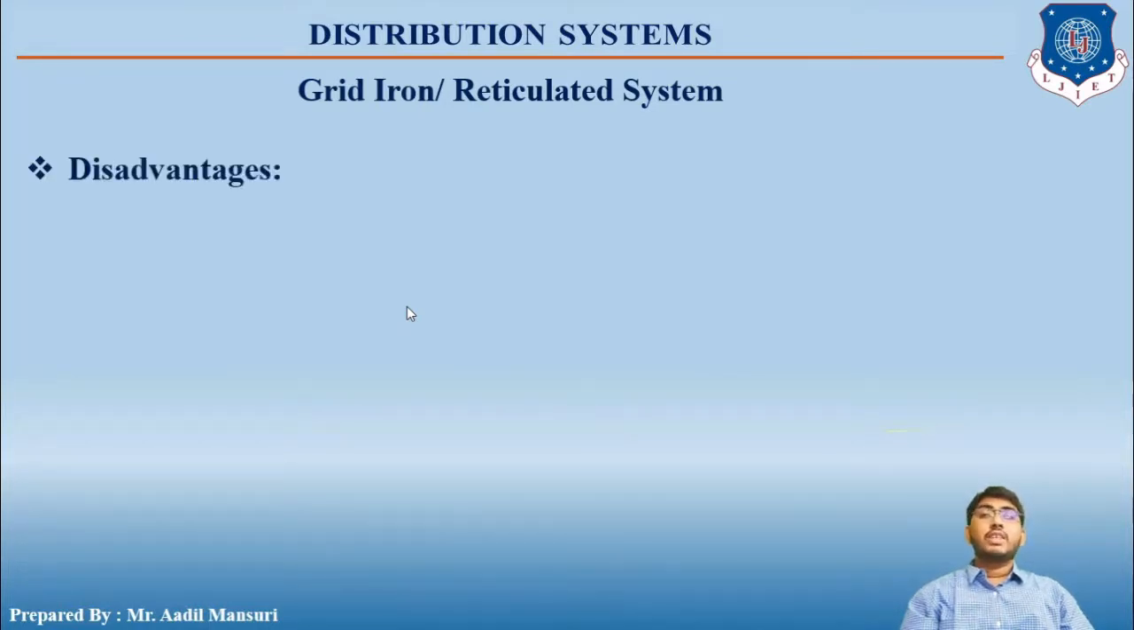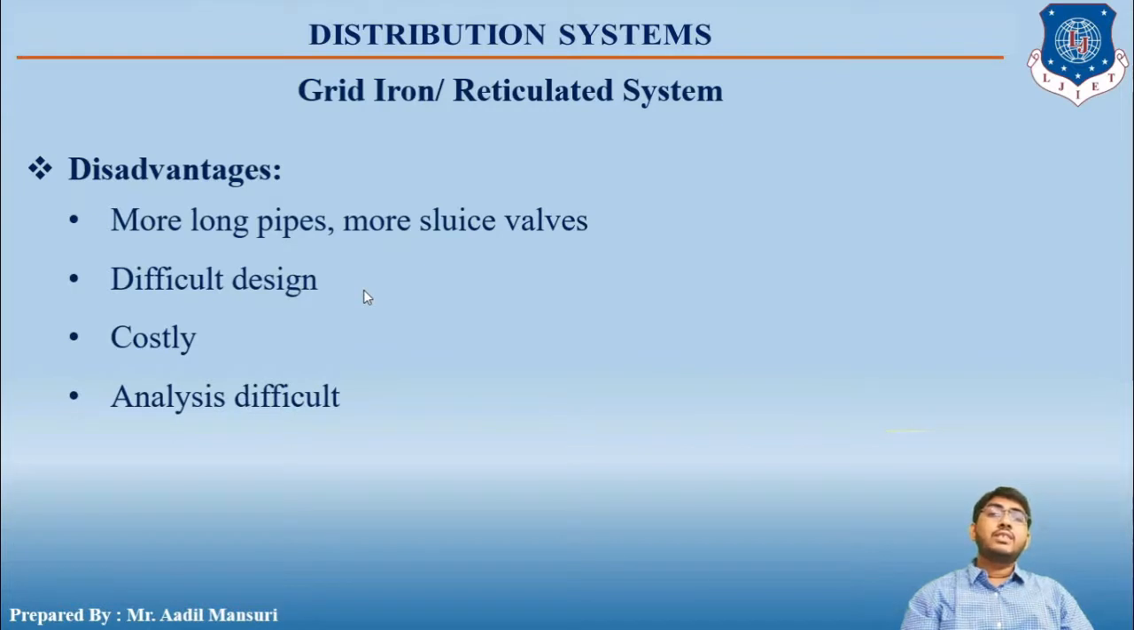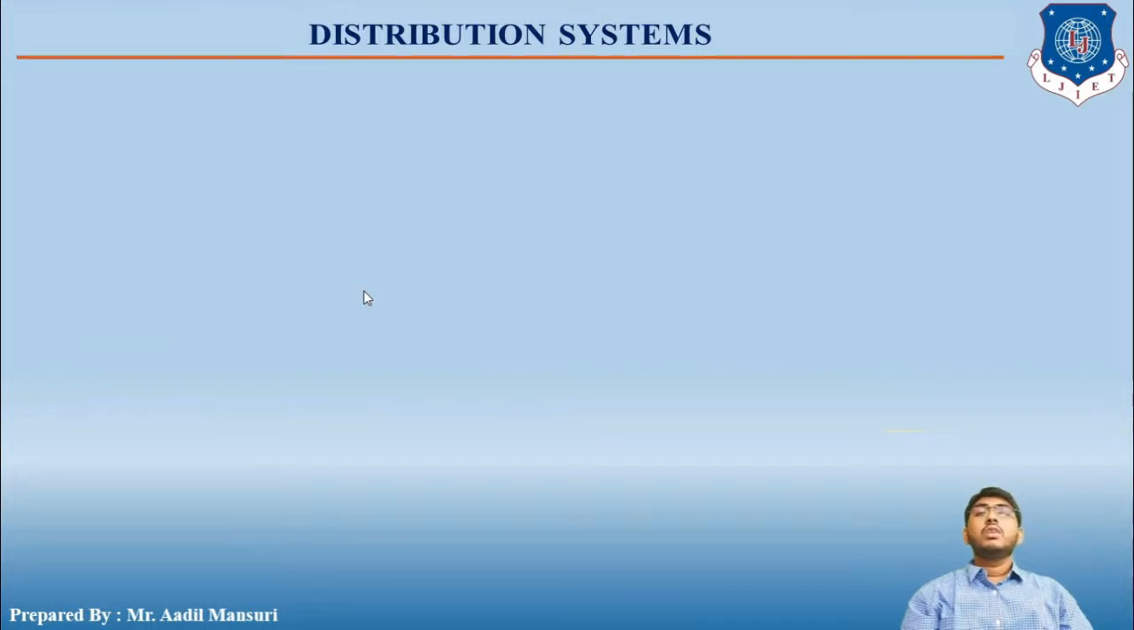Next, what are the disadvantages? The first disadvantage is that there are more long pipes and more sluice valves need to be installed for regulation of the water supply. Next is difficult design. Why difficult design? Because water is in continuous circulation, so the calculation of how much quantity of water will be supplied becomes difficult. Since more sluice valves are there, there will be costly construction. And analysis is difficult because you don't know how much quantity of water is flowing through a particular pipe.